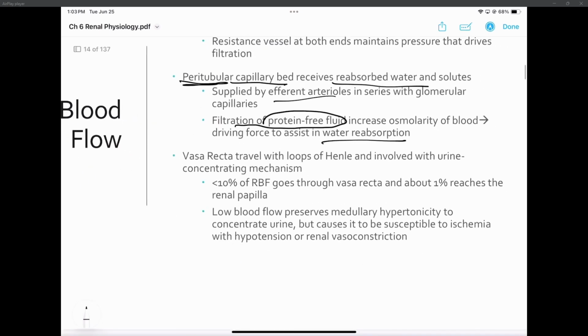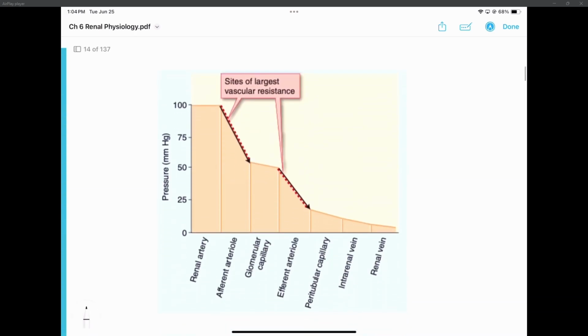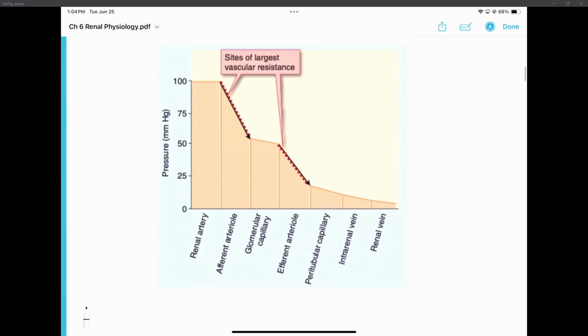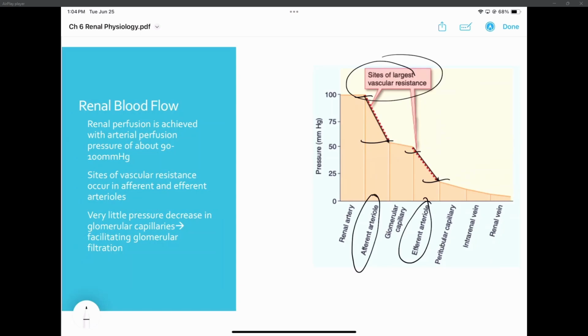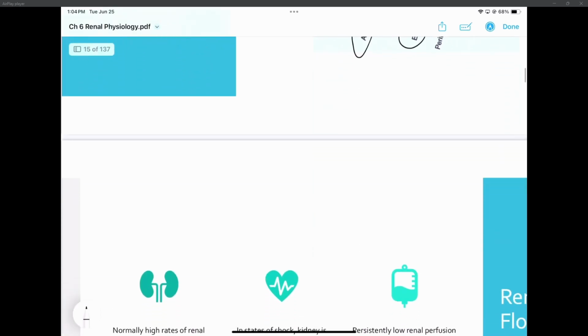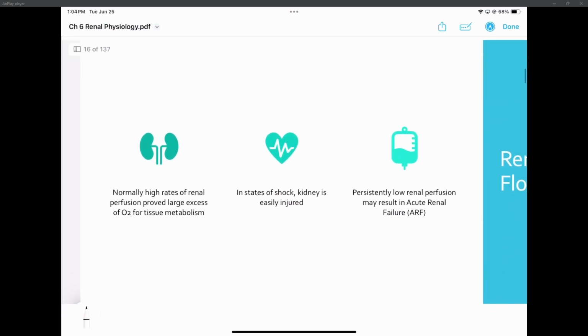And here's that vasa recta that surrounds the loop of Henle. Urine concentration, again, that's where a lot of that stuff happens. And again, here we're looking at the different structures. Largest vascular resistance, afferent, efferent. The drops are the greatest in those arterioles. Again, site of greatest vascular resistance. And we can alter these if we need to change up your perfusion, the glomerular filtration rate. And that's why we always target the afferent and the efferents. And they have different triggers as well, and we'll go through those as well.